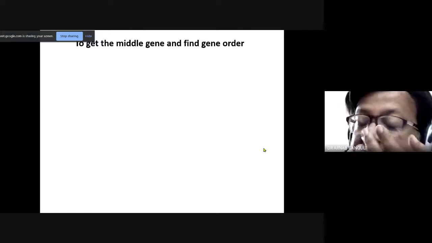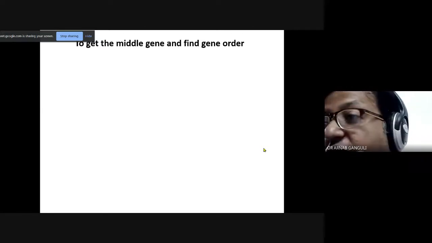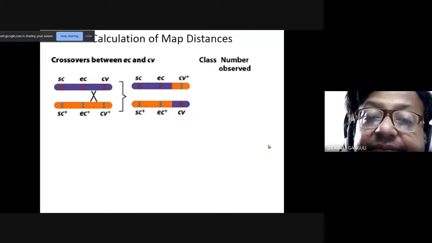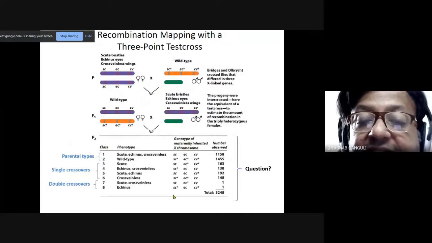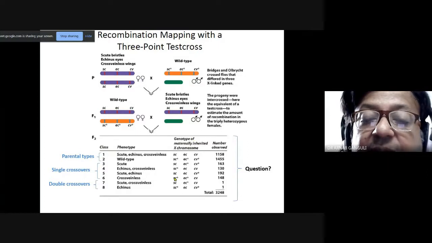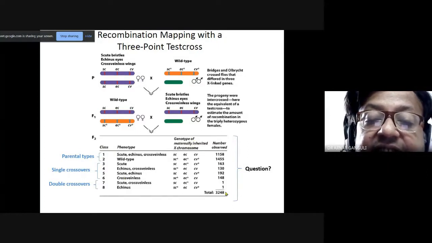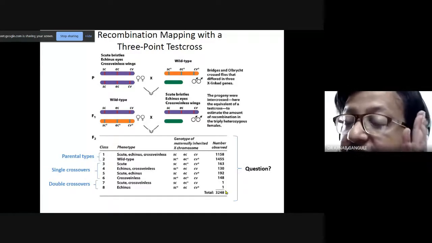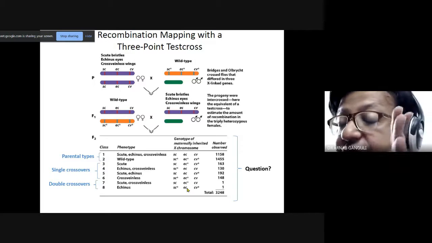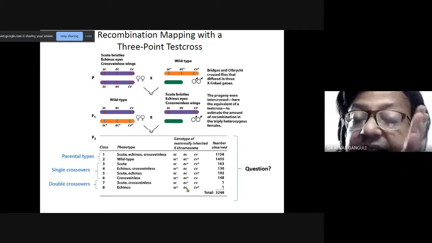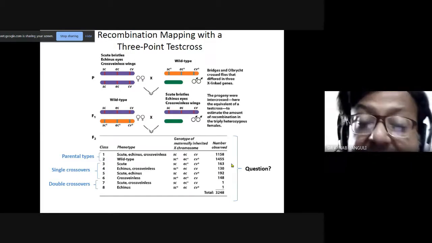Now, say for example you don't know the gene order. In your exam, you will only be given this data. This also will not be given. This data and this data. You have to find out the gene order, which gene comes after which gene, and make the genetic map, you have to find out the map distance.